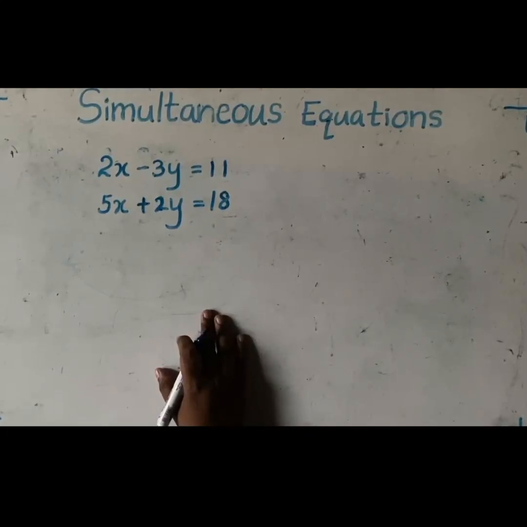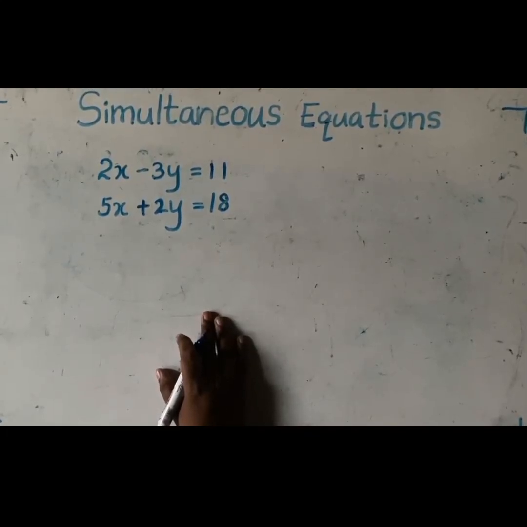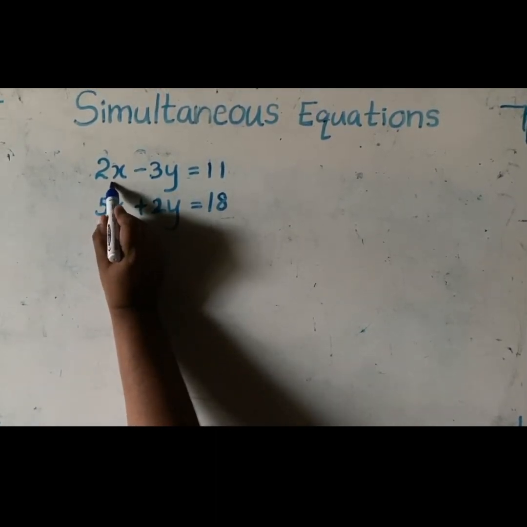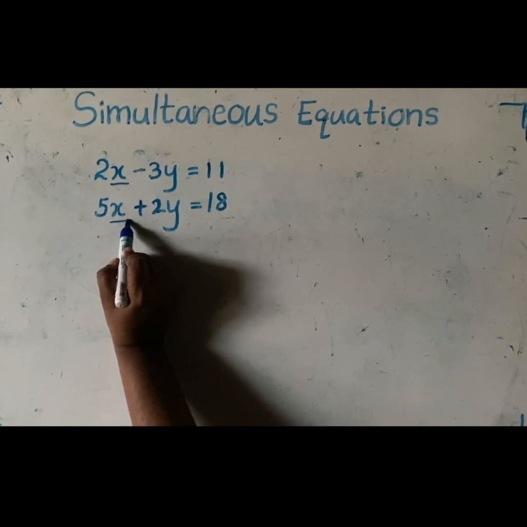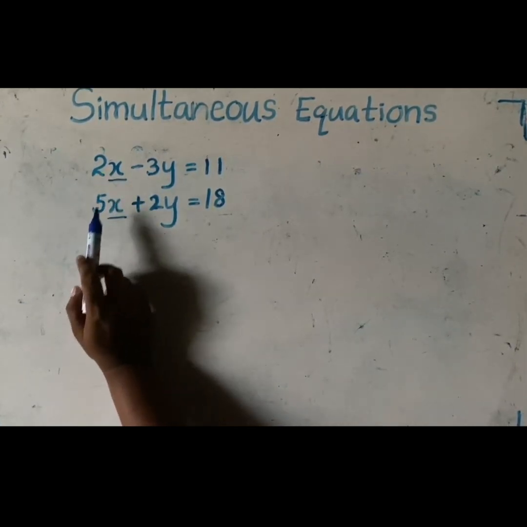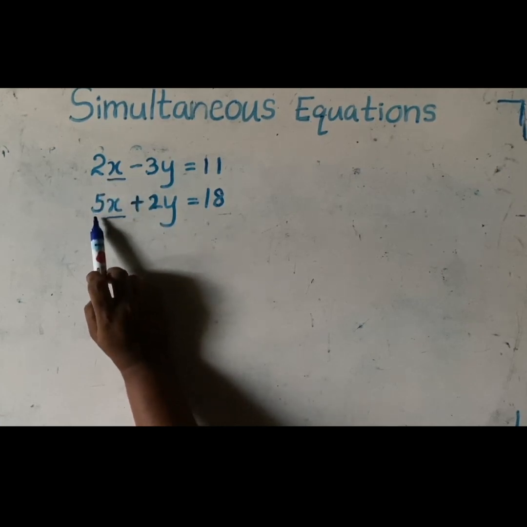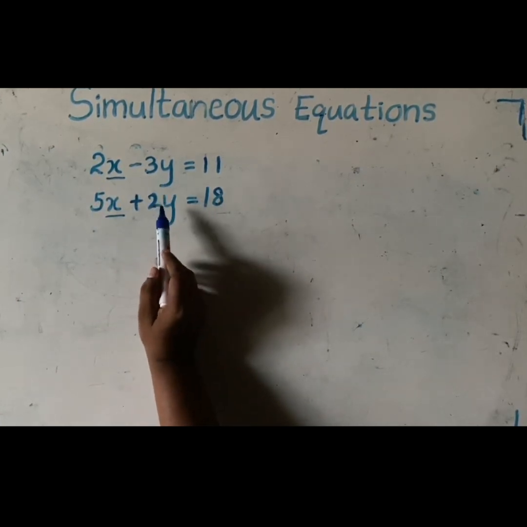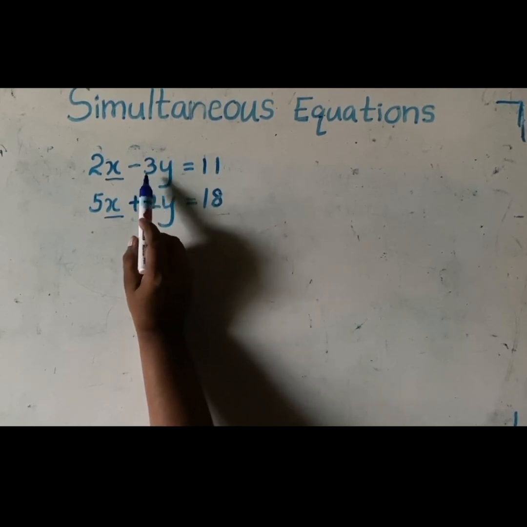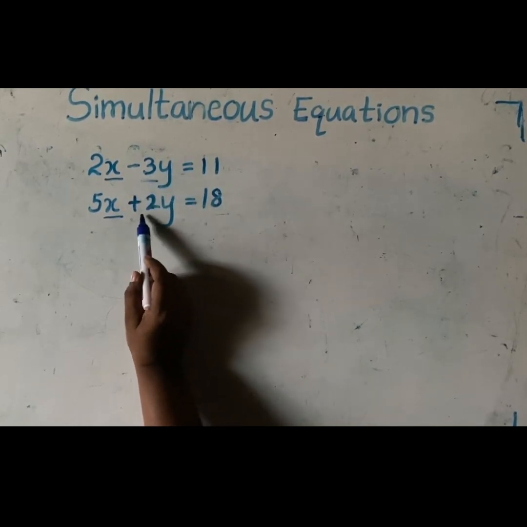Now we will see another question and how to solve it. Look here, x is there, and here also x is there, but the numerical coefficients are different. Here 2 is there, here 5 is there. Now we check y's coefficients. The y coefficient here is 3, and here it is 2.